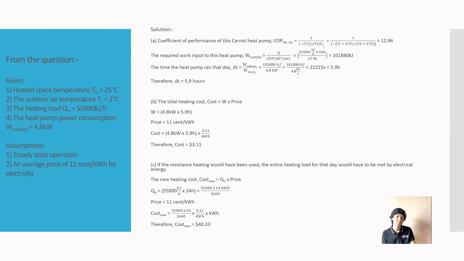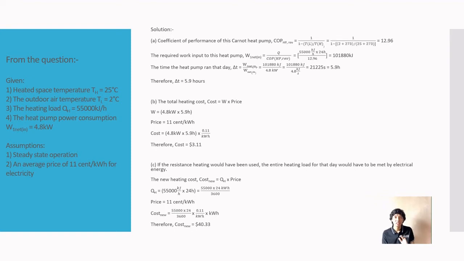So, from the question, given that the heated space temperature is 25 degrees Celsius, the outdoor air temperature is 2 degrees Celsius, the heating load is 55,000 kilojoules per hour, and the heat pump power consumption is 4.8 kilowatts. For assumptions, the first one is steady state operation, and the second one is an average price of 11 cents per kilowatt hour for electricity.